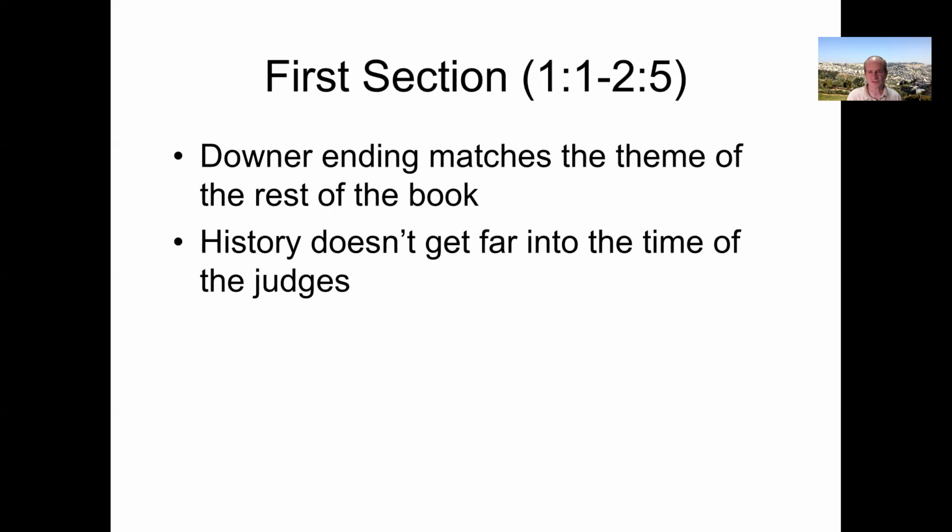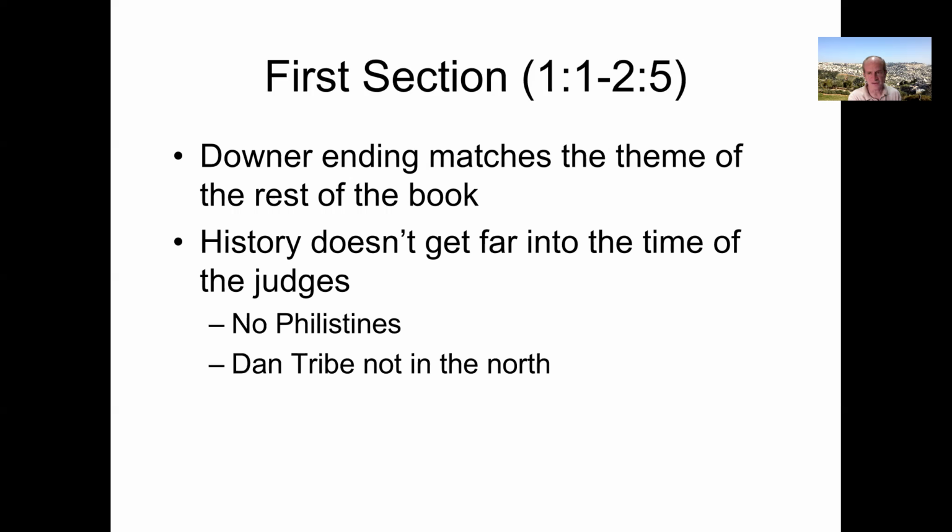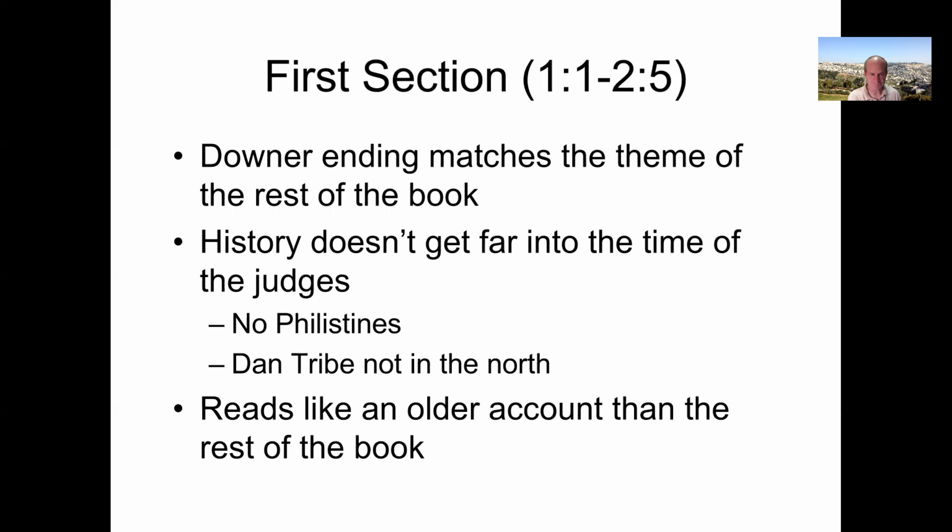The first section doesn't get very far into the time of the Judges. There aren't any Philistines in there. There were just a lot of other Canaanite people. And the Dan tribe is not yet in the north. So the time frame just doesn't go very far from the beginning of the period after Joshua. And it reads a little bit like it's, once again, a little bit of an older account than the rest of the book.